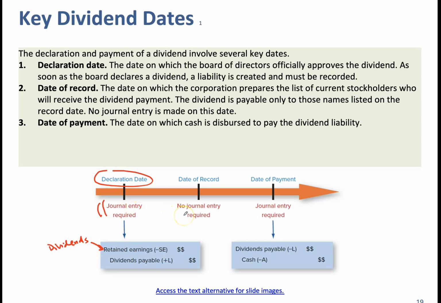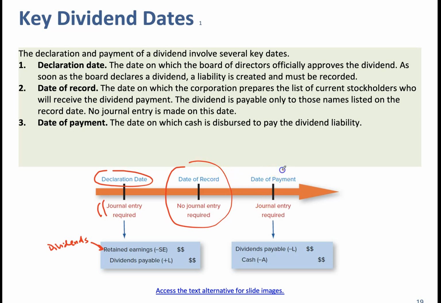The second date is called the date of record. The date of record is the date on which the company prepares a list of the current shareholders who will receive the dividend payment. Basically, as of this date, if you have the stock on this particular date, you are entitled to dividends. Now, there's no entries required. It's just who the dividend goes to.